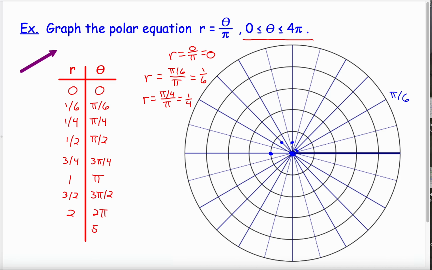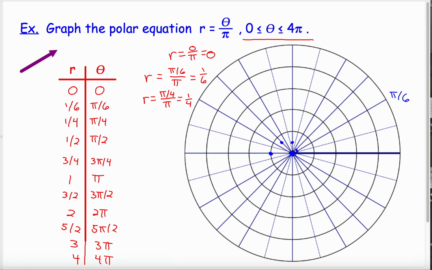How about 5 pi over 2? Then I'm going to get 5 halves, or 2 and a half. How about 3 pi? Divided by pi gives me 3. How about 4 pi? Divided by pi gives me 4. Okay, so let me plot those.